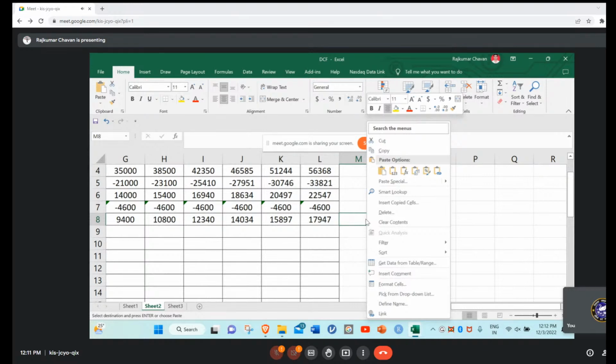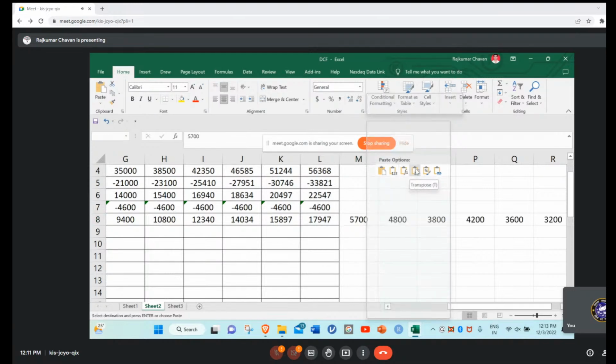What will transpose do? It will convert the column into rows. Now, where do you find this one? When you right click with your mouse, 1, 2, 3, 4, the fourth option is called transpose. Did you see? There is a transpose. Just click there, transpose. Now can you see? All column has become what? Rows.